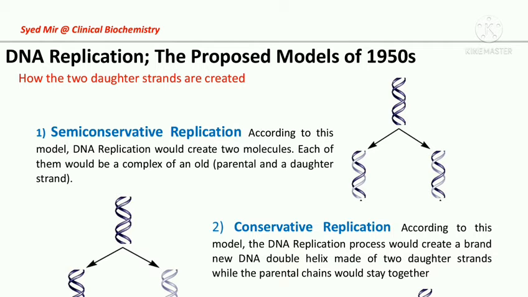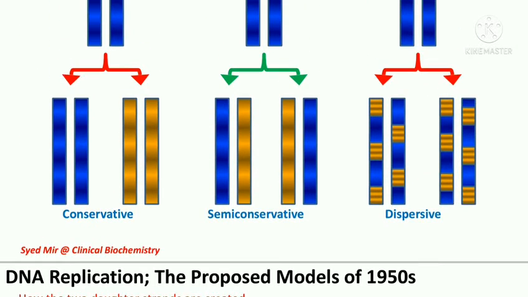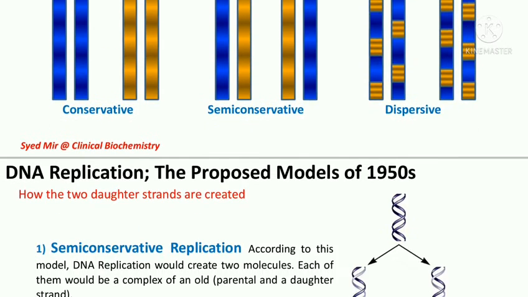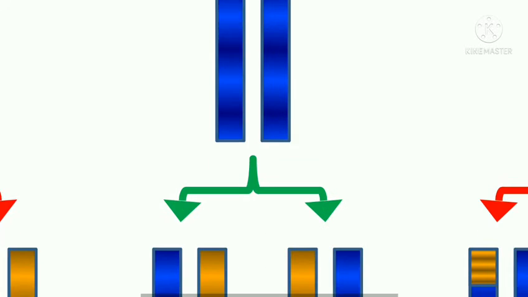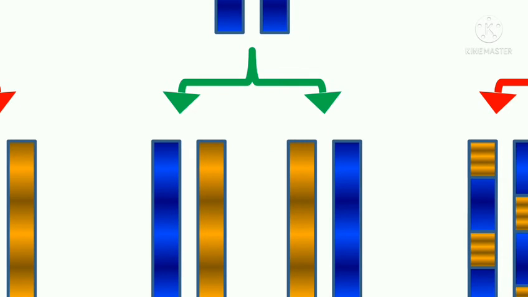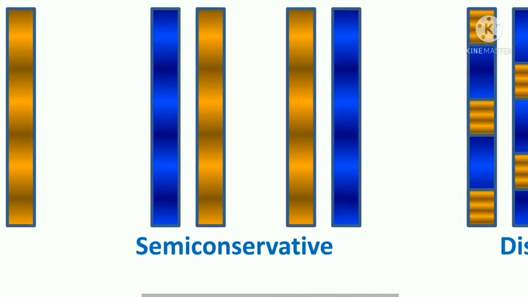According to this semi-conservative model, DNA replication would create two molecules. Each of them would be a complex of an old parental strand and a daughter strand. If we see the semi-conservative model, here this is the parent strand, and the new strands that are being made from it are one parent strand and another one new strand.